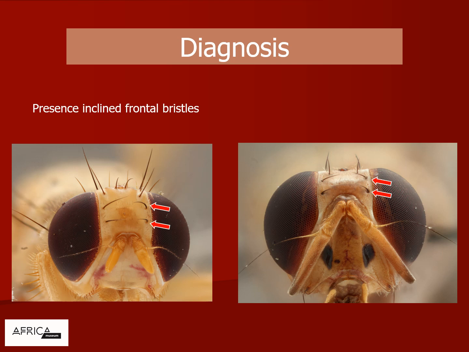In this slide, we see a frontal view of the head of a typical Tephritidae at the left and a typical representative of a Dacine fly on the right-hand side. The frontal bristles are indicated by red arrows. Remark that in some groups, like Dacines on the right, the frontal bristles may be short and less strongly developed.